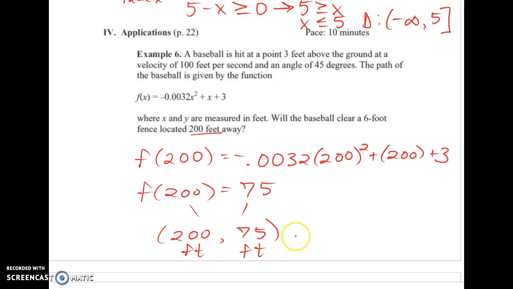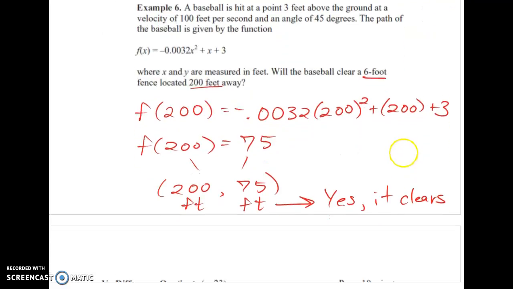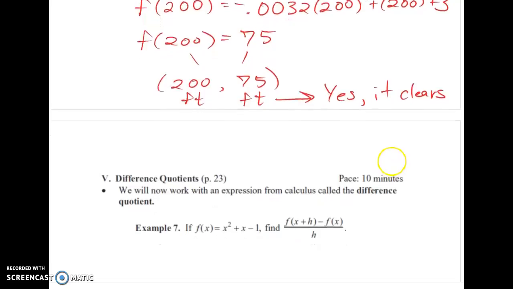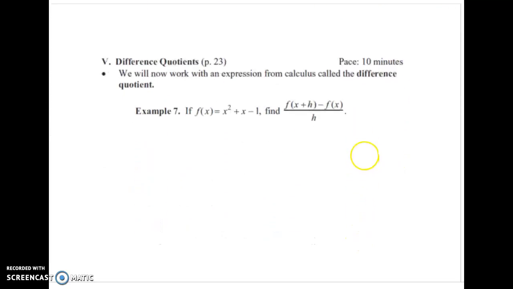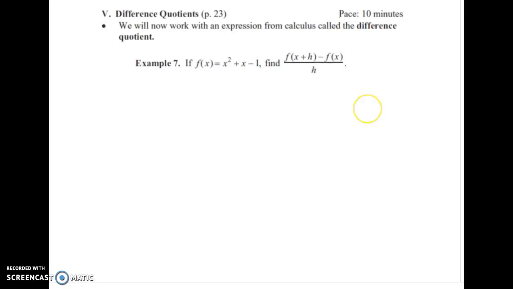So it will easily clear, considering that starting at the 3 feet, a velocity of 100, 45 degrees angle. We really didn't even incorporate that, but the path, will it actually clear the 6-foot fence? Well, yes, of course. Yes, it clears. Okay. Some of the parameters on a word problem we don't actually account for. On that problem, it was as easy as plugging in the x equal to 200.